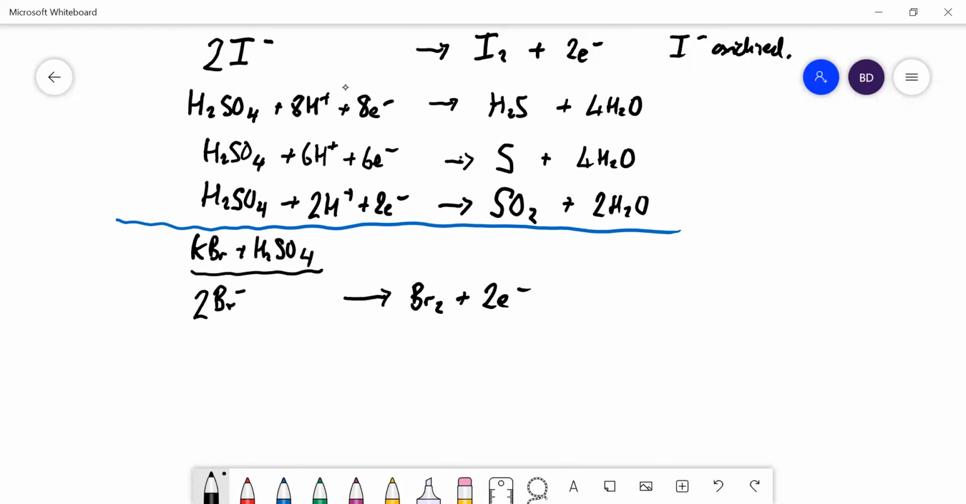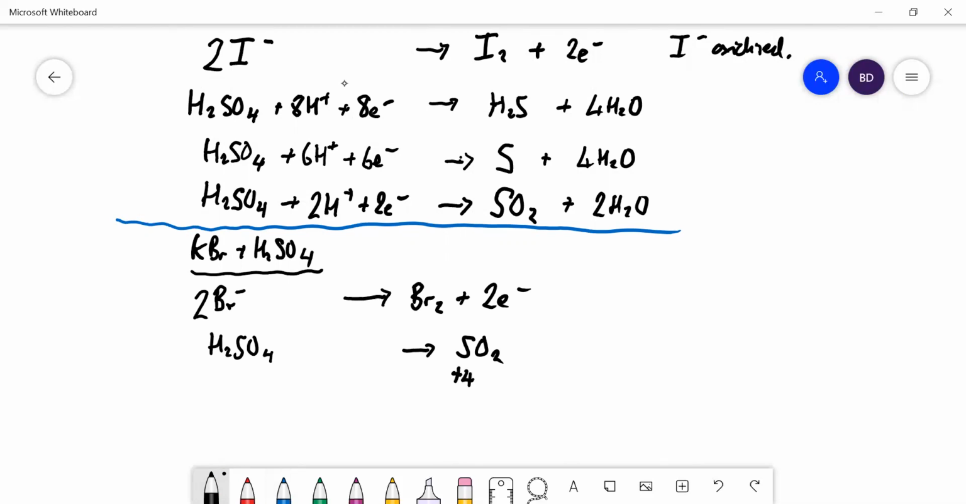So I won't write it out again, but I kind of will write it out again just to make it easy. So H2SO4 can only get reduced to SO2 by bromide. It's not such a good reducer as iodide. You can only get it down to the +4 oxidation state there.